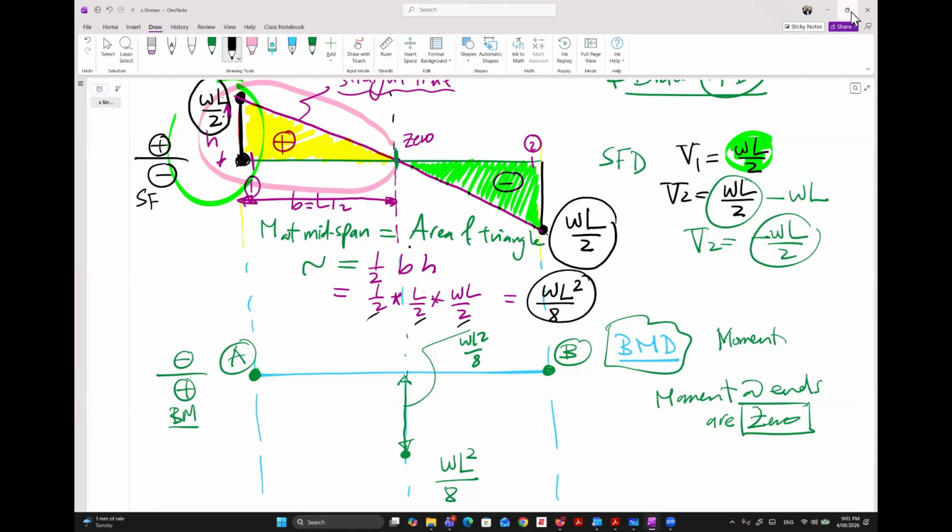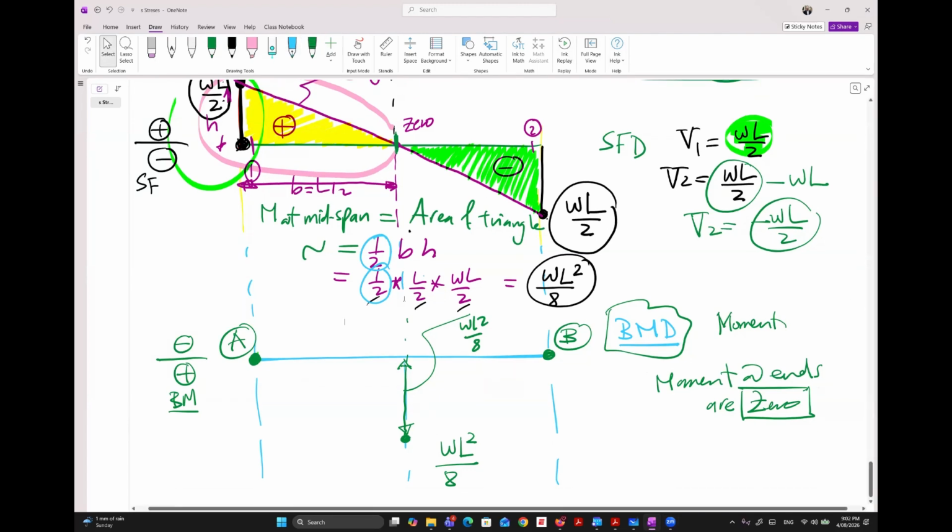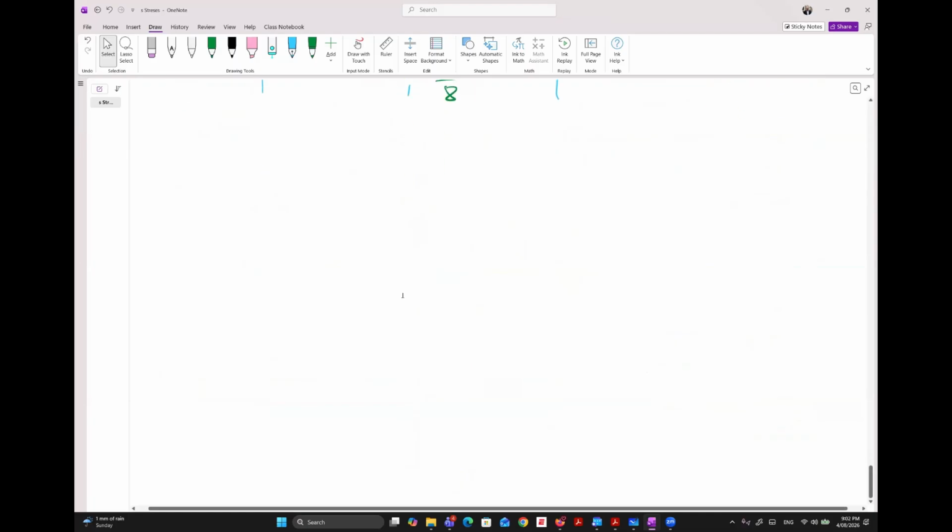Where did you get 1/2? What do you mean by 1/2? In the formula, you've got 1/2 BH. You mean where this half comes from? You don't know what this is? Oh, no. So do you know what the area of a triangle is equal to? I will write it down here.